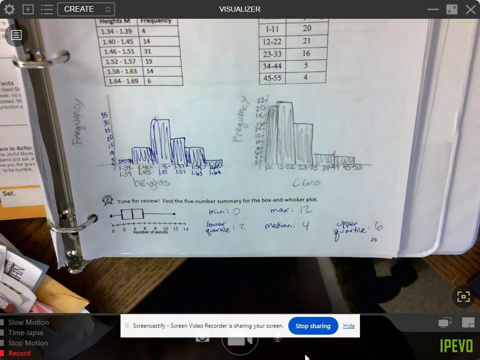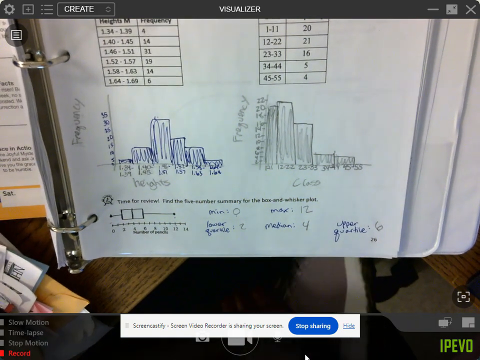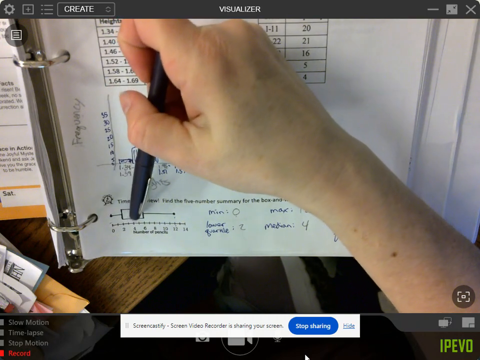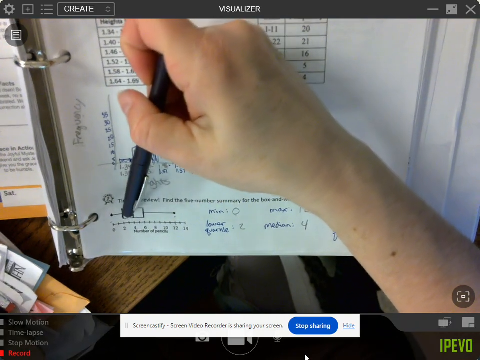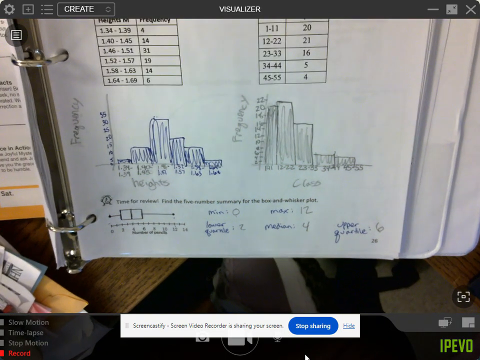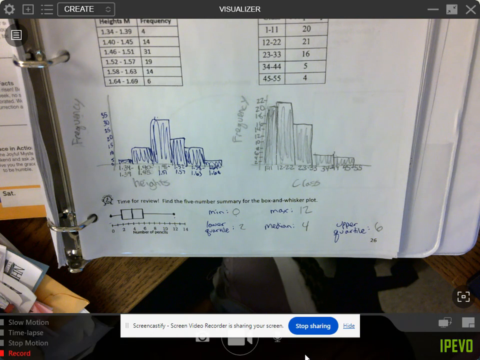How many sections do we have in a box and whisker plot? 4. We divide it up into those 4 equal sections. So each one of these sections, oh, I'm sorry, I'm not reviewing this for my own benefit. I know it. Our test is next week. I'm reviewing this for you guys. This is a new type of graph. I need us to pay attention.